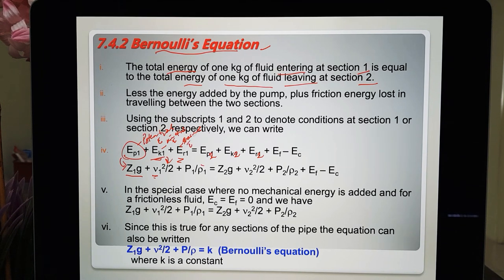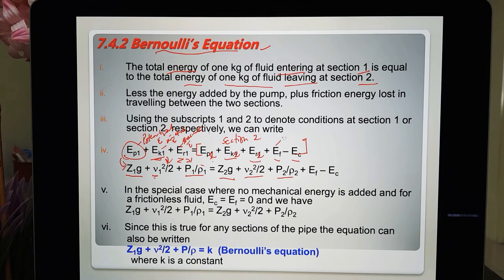Pressure energy. This equation is represented by P1 over rho 1, and for section 2, please make some correction in your lecture notes. This one is supposed to be EP2. Potential energy for section 2 is Z2G, and kinetic energy for section 2 is V2 square over 2, plus ER2, which is represented by P2 over rho 2, plus EF minus EC.